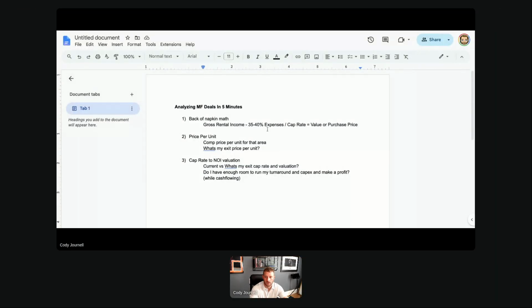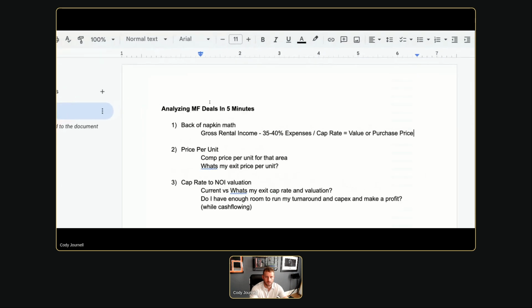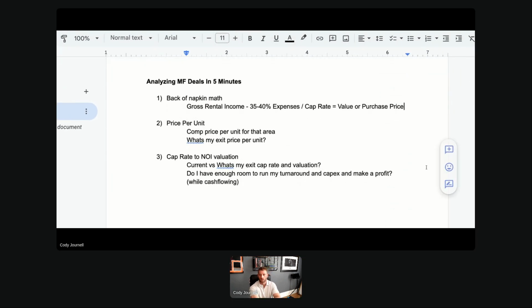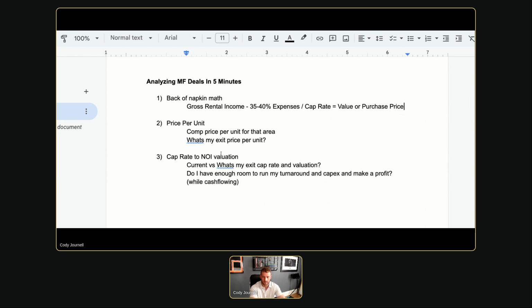So I'm going to share my screen here. Just got a simple Word doc I'm going to pull up. So, analyzing deals in 5 minutes. The first thing, my favorite way to do it, is this back of the napkin math.